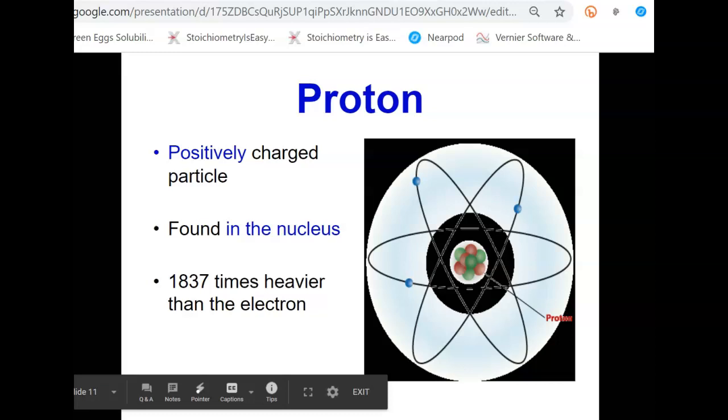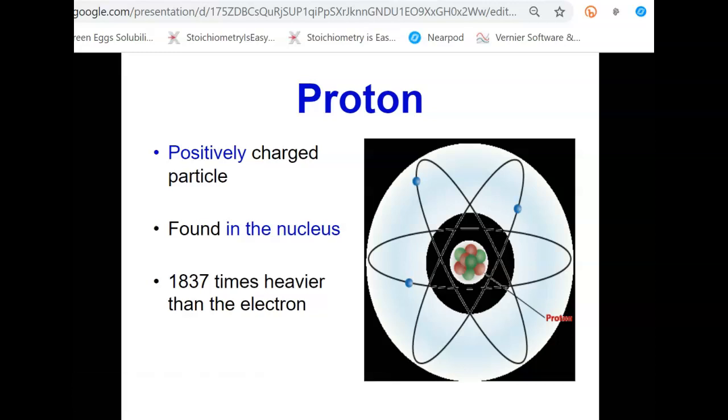Part of your notes that you have already written down is protons are positively charged. You have also written down that they are found in the nucleus. It is time for you to add that they are 1,837 times heavier than the electron, which is why we often say that protons and neutrons make up the mass of the atom, and that electrons have a very negligible mass. So small, in other words, that they don't count towards the mass. You should have added by now that protons are 1,837 times heavier than electrons.